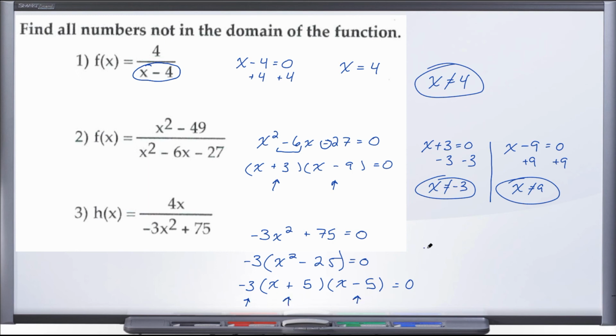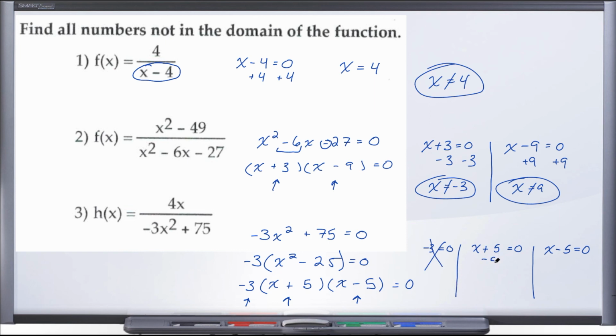So in this case, we're going to have -3 equals 0. We'll have x plus 5 equals 0. And we'll have x minus 5 equals 0. Let's go ahead and solve for x now. Well, let's see. -3 equals 0. Is that a true statement? Does -3 equal 0? No, it doesn't. So let's go ahead and drop that as a possible answer.